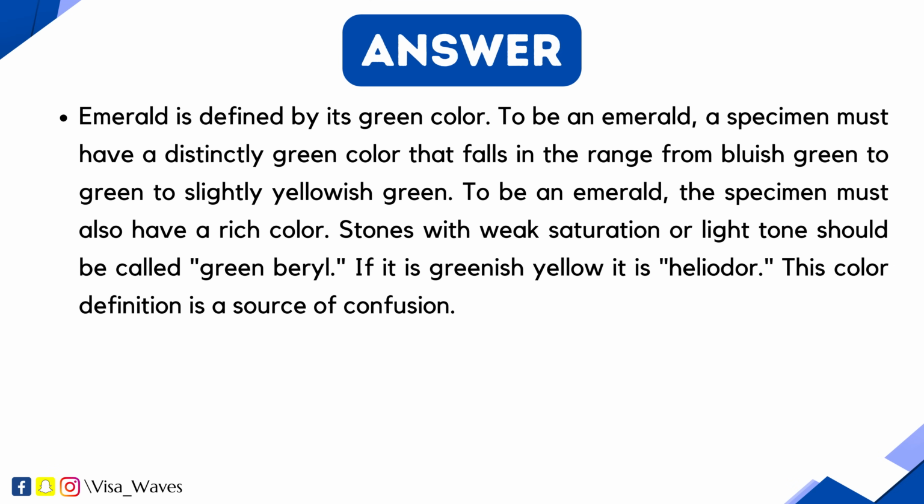Emerald is defined by its green color. To be an emerald, a specimen must have a distinctly green color that falls in the range from bluish-green to green to slightly yellowish-green. To be an emerald, the specimen must also have a rich color. Stones with weak saturation or light tone should be called green beryl. If it is greenish yellow, it is heliodor. This color definition is a source of confusion.